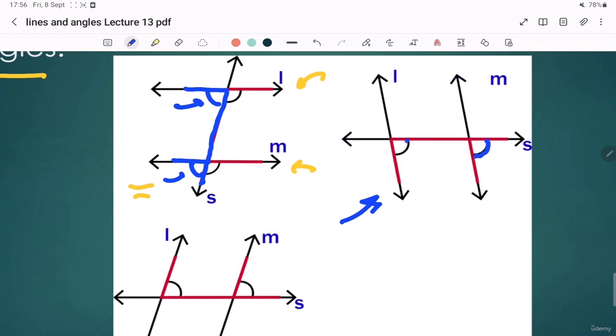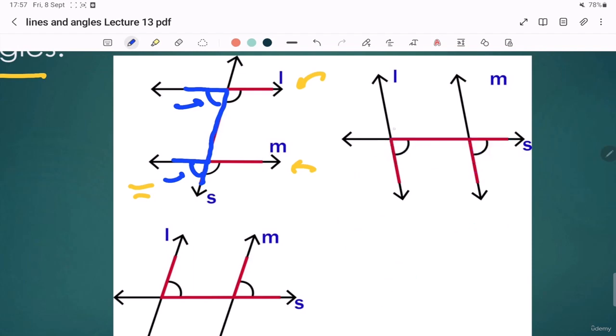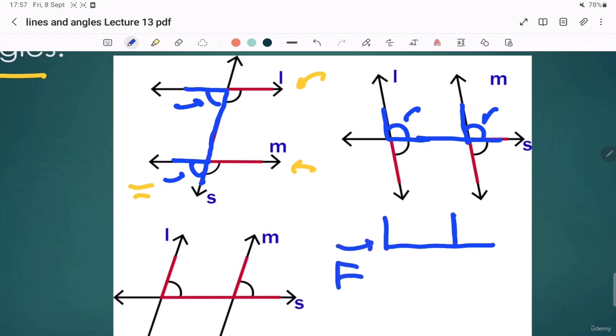This angle and this angle, both are corresponding angles. This is this angle and this is this angle. Now join these, you will get an F shape. So these are corresponding angles. You are getting an F like this, an F shape. Therefore these are corresponding angles. Similarly, this and this are corresponding angles. This is this angle and this is this angle. Now join these, you are getting something like this, an F shape. Therefore both of these are corresponding angles.